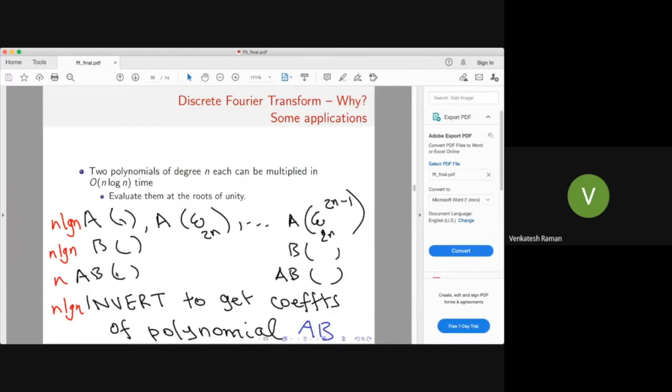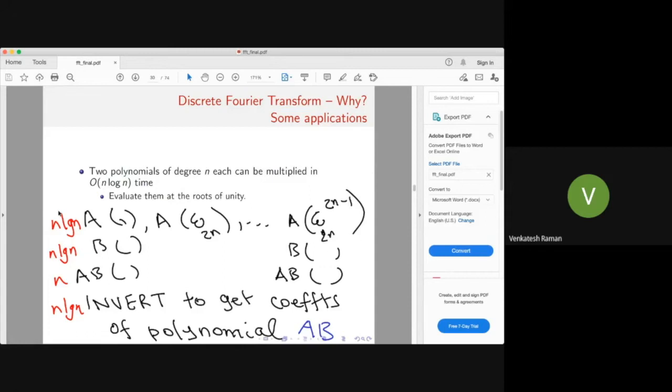Now, given the values of a polynomial at 2n roots of unity, there is a unique way you can get the 2n coefficients of the polynomial. But here we have evaluated at these points, so the inversion turns out to be very similar to the discrete Fourier transform. So it can be done in n log n. So you get the coefficients of the product polynomial in n log n time.